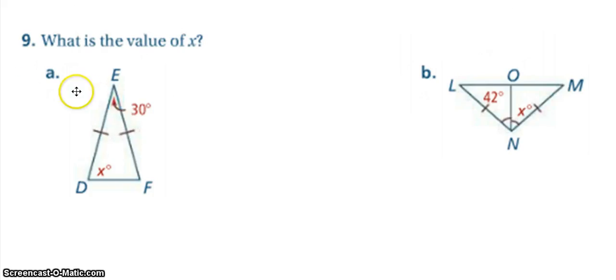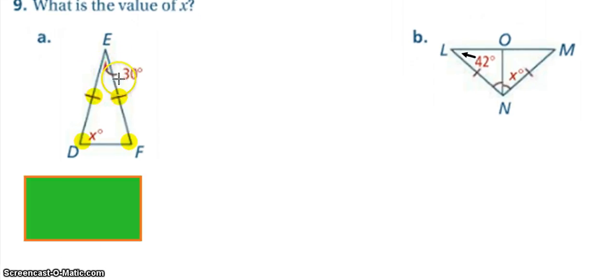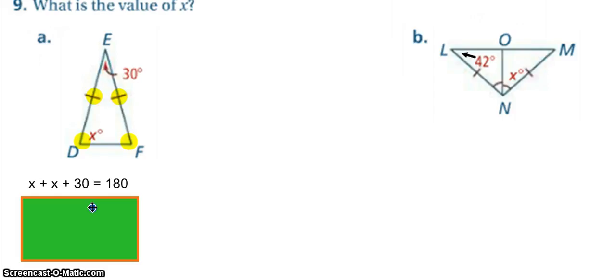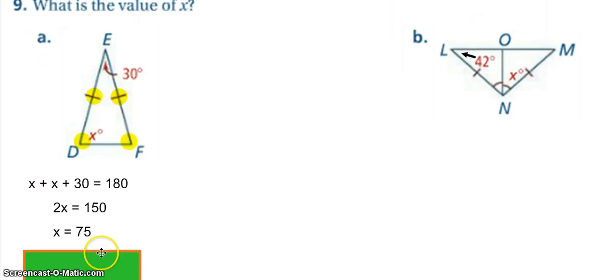Go ahead, try number 9 if you've not done so yet. So in A, we're given one angle, and we see that we have an isosceles triangle. Since this is my vertex angle, I know my two base angles will be congruent, so they will both have a value of x. So I can just say that I have 2x plus 30 equal to 180. I subtracted the 30 from both sides and got 150. I combined my x's, got 2x, and then I solved to see x is 75.